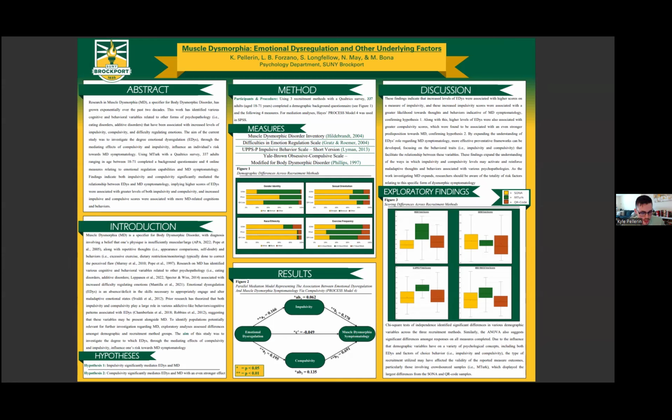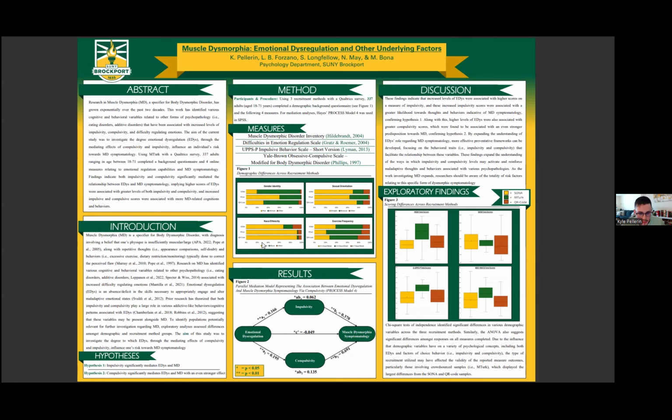For the mediation analysis, Hayes PROCESS Model 4 was used in SPSS. And then we also ran some chi-square tests to see if there were any significant differences in the demographic variables across the three recruitment methods. You can see here in the middle that the SONA group had the most women out of any of the other groups, which you can see in the green of that first box. There were no significant differences in the sexual orientation of our participants.